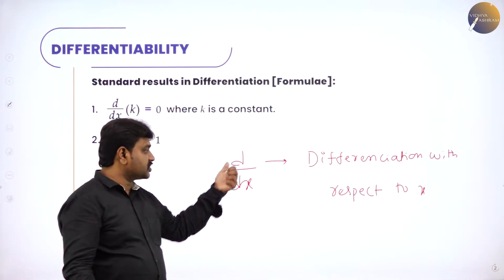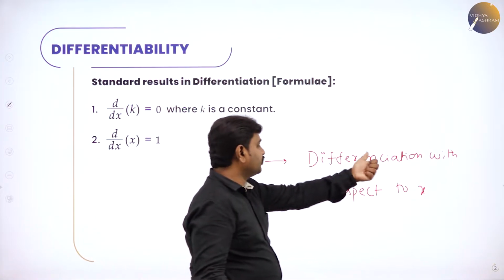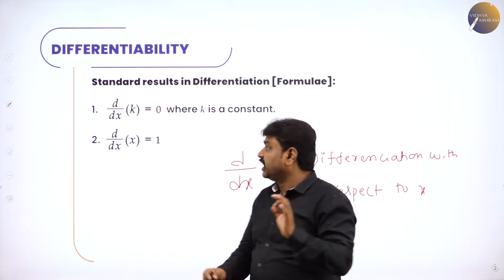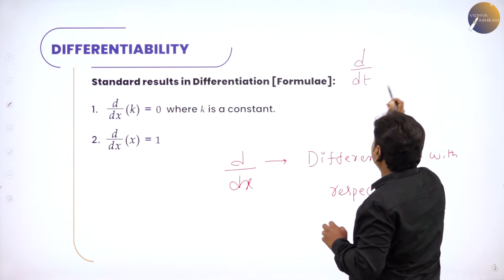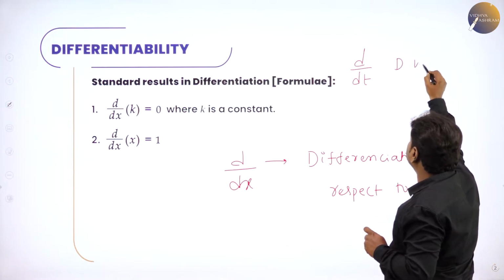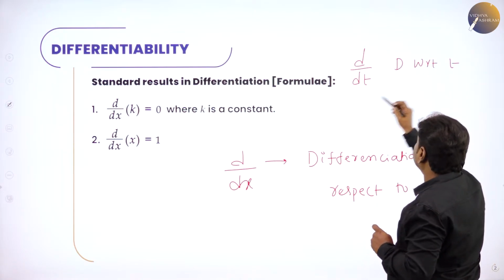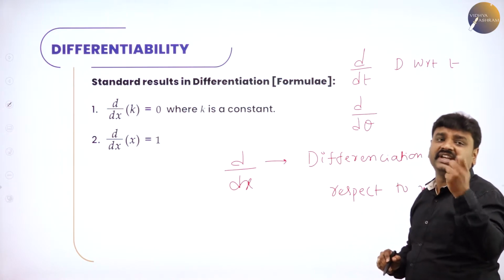The first notation is d by dx. How to read this? What is d by dx? Differentiation with respect to x. If I write d by dt, we read this as differentiation with respect to t. If I write d by d theta, we say differentiation with respect to theta.